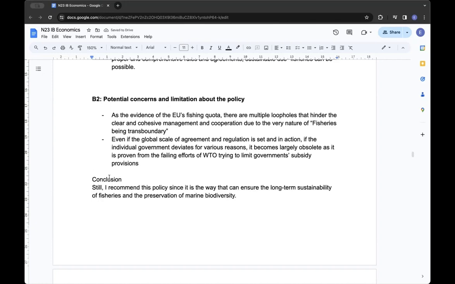Nevertheless, I do still recommend this policy since it is the way that can ensure the long-term sustainability of fisheries and the preservation of marine biodiversity.